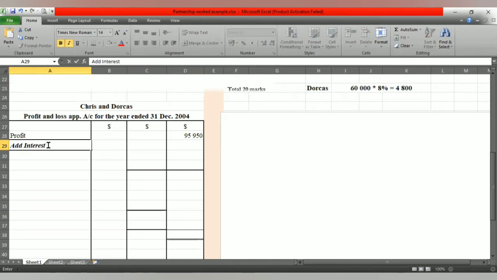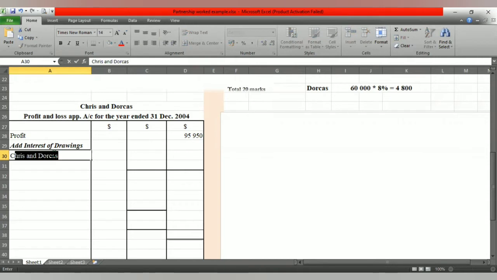To that, you're going to add interest on drawings. The reason for this is that, remember, the partners are paying this as a penalty on the amount of drawings that they have taken from the business. So therefore, this is going to increase the value of the profit that is in the business.